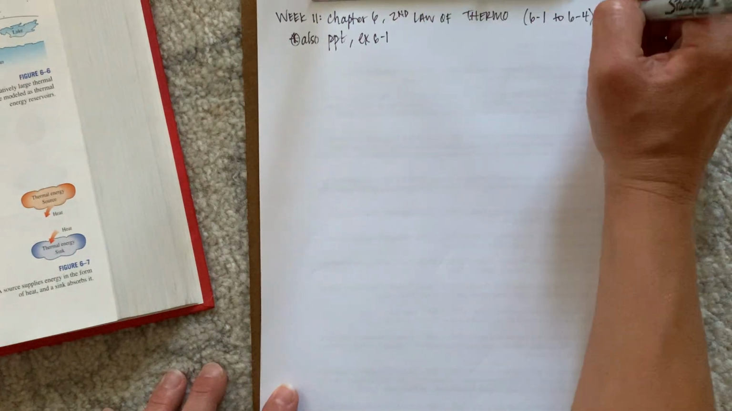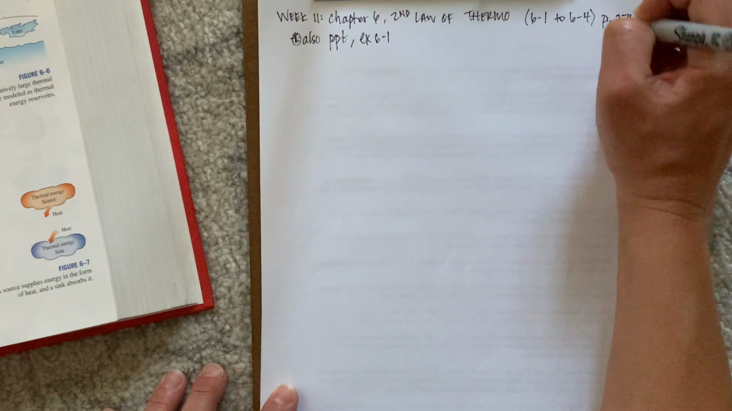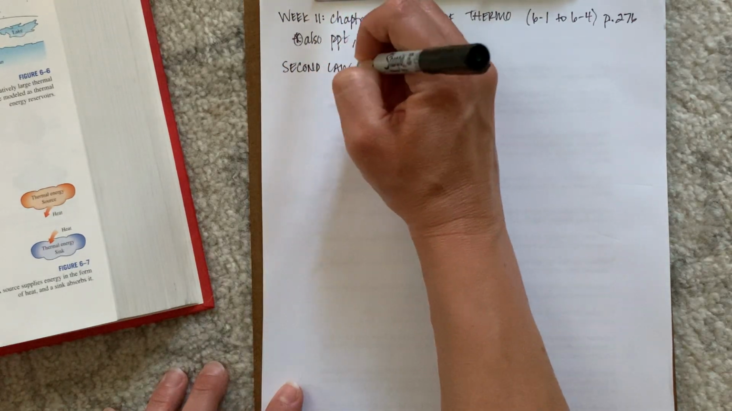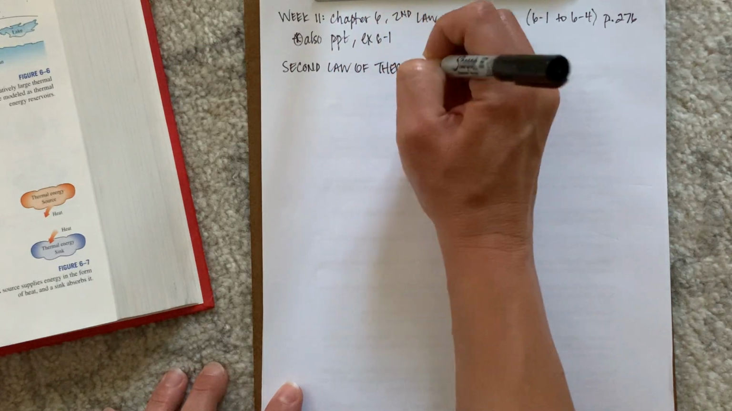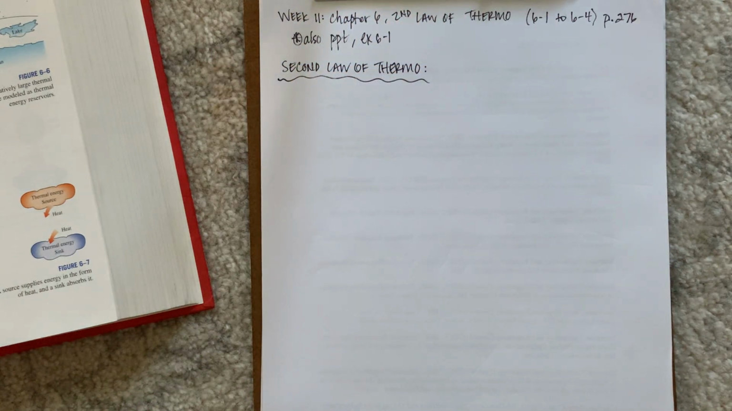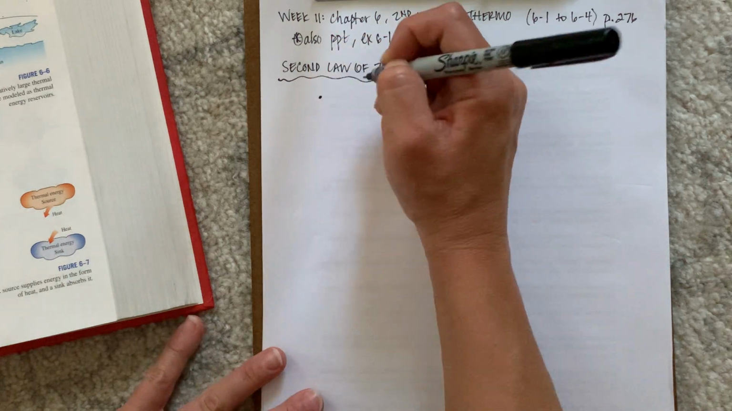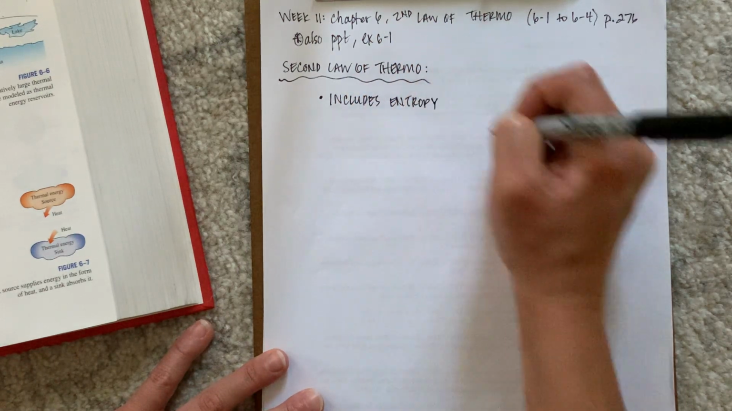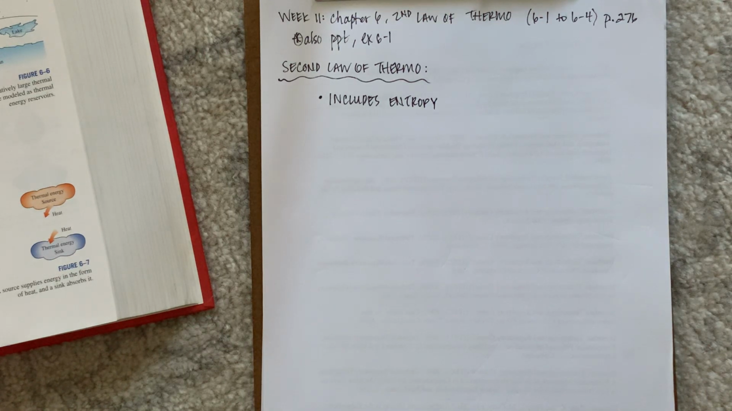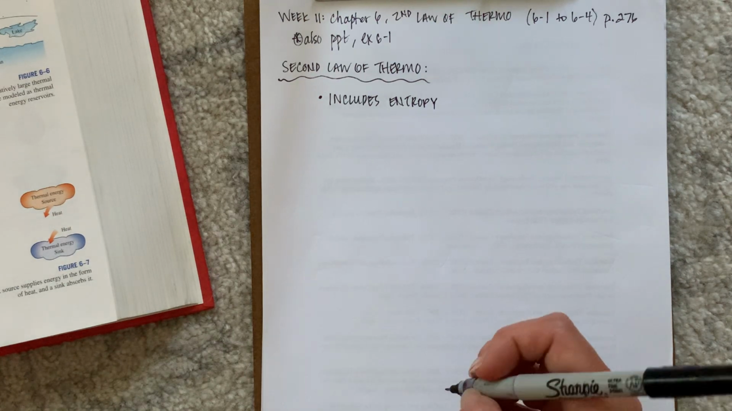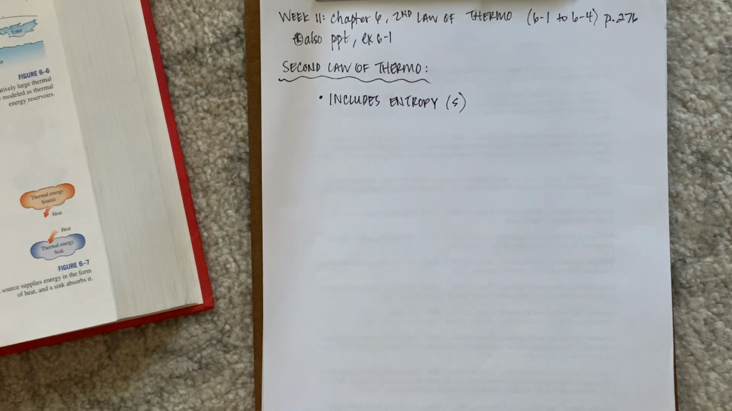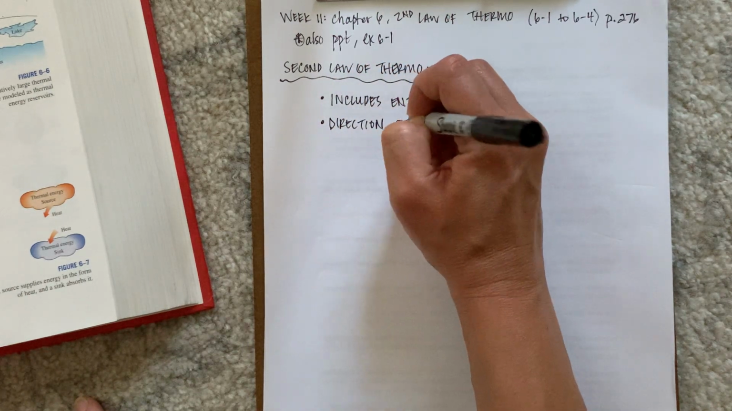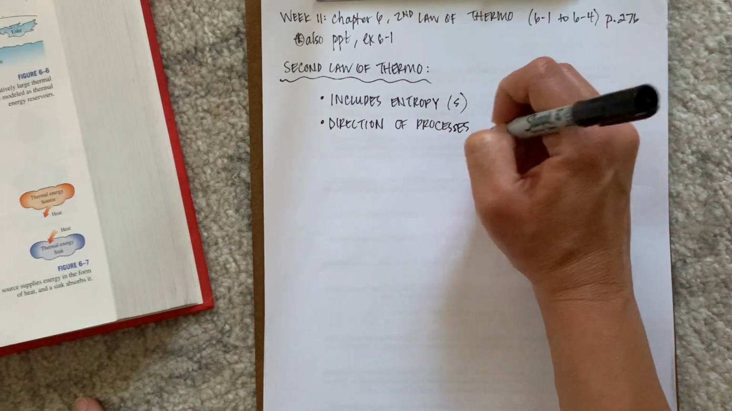All right, so we are on page 276 for chapter 6. And this is dealing with the second law of thermodynamics. I'm going to write the second law of thermo. The second law of thermo we went over the first week of class, but a lot of the time it will include entropy. So the desire to always go towards disorder, to always go towards chaos. This is the rule of entropy, which we call S. The second law of thermodynamics is involved with the direction of processes, the quality of energy.